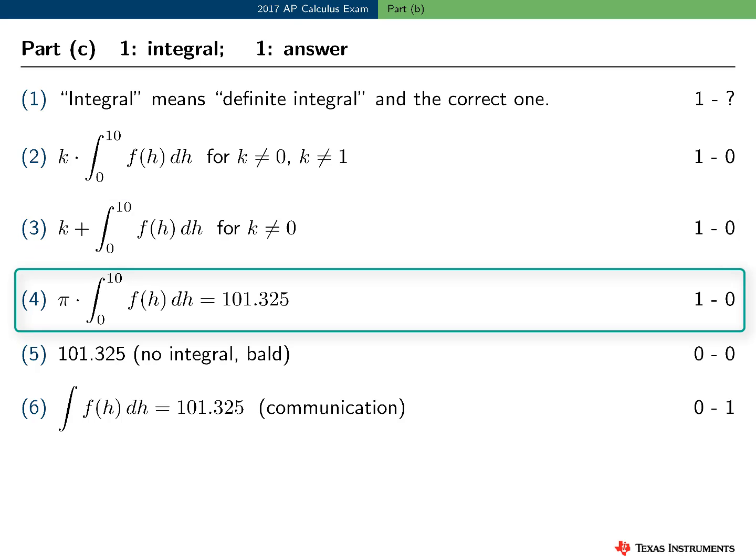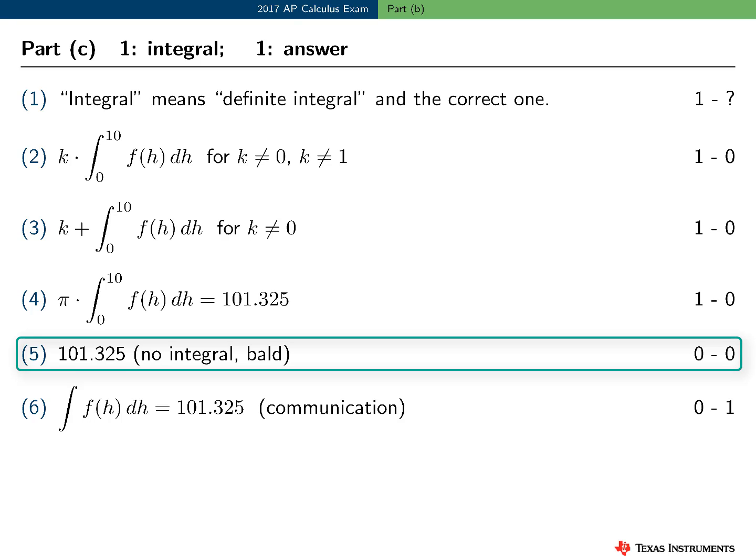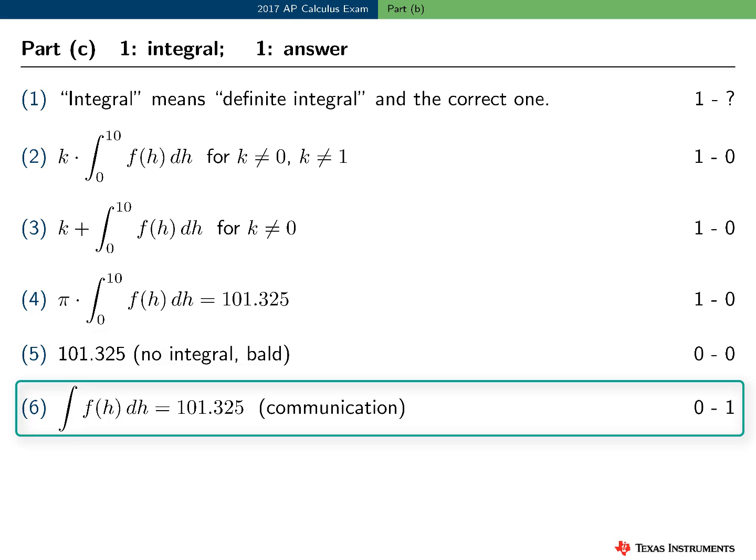And if there's a phantom pi in front of the definite integral, because some students believe that all volume calculations involve a pi, even with the correct numerical answer, this still only earns the first point. A bald correct answer without any supporting work does not earn any points. And an indefinite integral with the correct numerical answer earns only the second point. This is interpreted as poor communication of the definite integral.